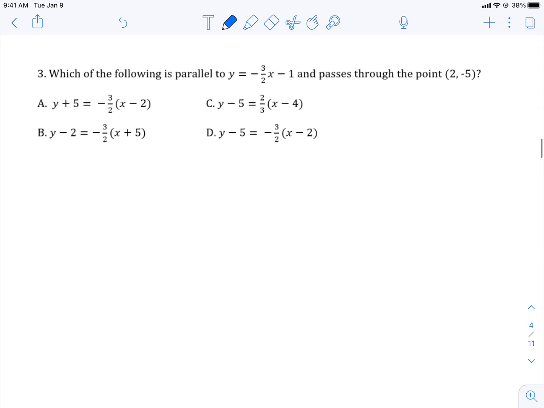Looking at number 3. Which of the following is parallel to y equals -3/2 x minus 1 and passes through the point 2, -5? Well, first remember, parallel means the slope has to be the same.